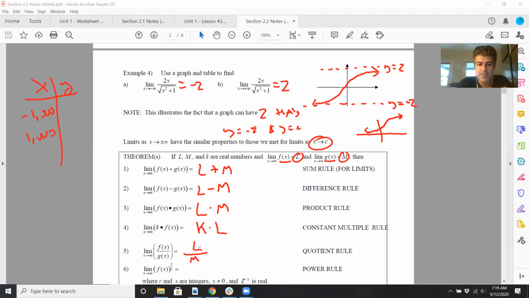So f of x over g of x is L over M. This is L raised to r over s power. Mind you, for this one, you can't have M equals 0. So the limit of g of x as x approaches infinity equals M, assuming M is not 0, because otherwise you have a problem there. And of course the power rule, you have that. And there's some conditions, we don't assume that s could equal 0 because it's a denominator of the fractional exponent. But anyway, yeah, you can use these limit properties even if x is approaching infinity or -infinity.